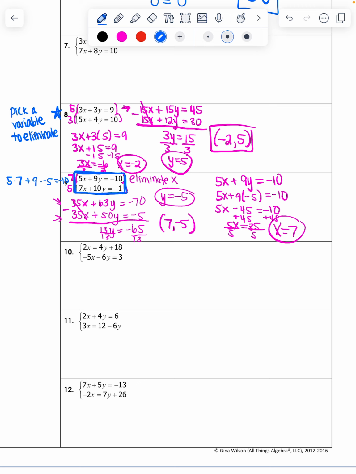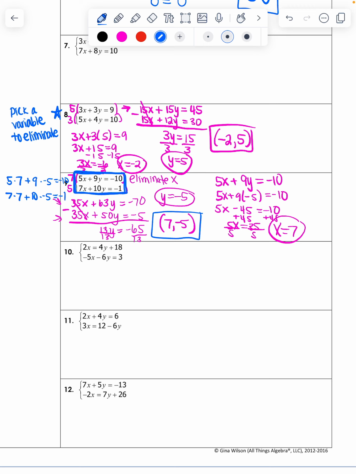And then again, 7 times 7 plus 10 times negative 5 should equal negative 1. Well, 7 times 7 is 49, and 10 times negative 5 is negative 50. 49 minus 50 is negative 1. It works, so I know that this is 100% the correct answer, which is helpful and good to know if you're taking a test or whatever.